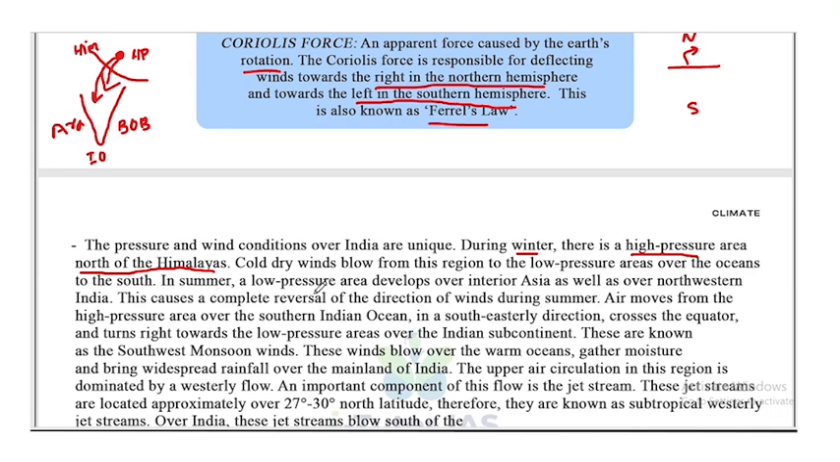In summer, a low pressure area develops over the interior of Asia as well as over northwestern India. This is the area. This causes a complete reversal of the direction of winds during summer. Air moves from the high pressure area over the southern Indian Ocean in a southeasterly direction, crosses the equator and turns right towards the low pressure areas over the Indian subcontinent. These are known as the southwest monsoon winds.